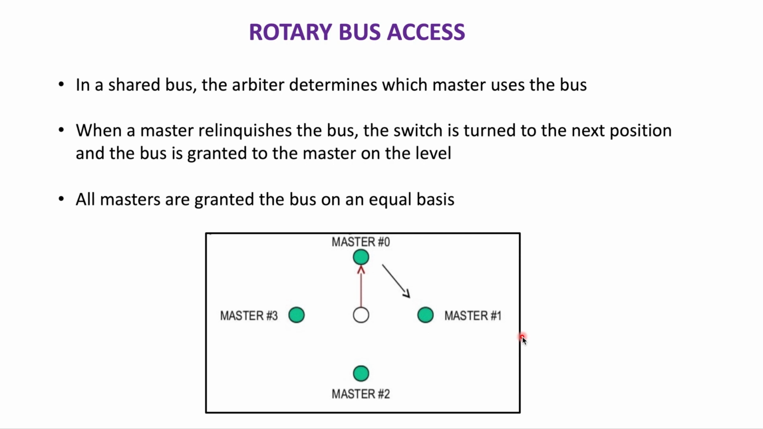As can be seen, we have four masters over here: 0, 1, 2, and 3. Currently the bus access is with master 0 and the corresponding process is being carried out. The next switching position is with master 1, to which the black arrow is pointing. Further, requests move on to master 2, then master 3, and again to master 0 if the process isn't completed. And this process reiterates.